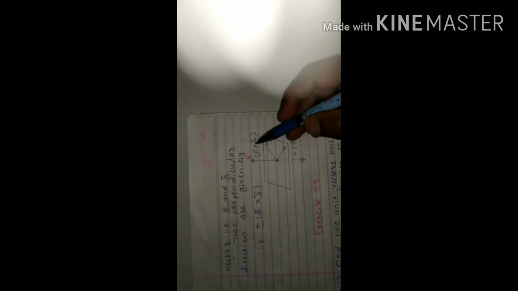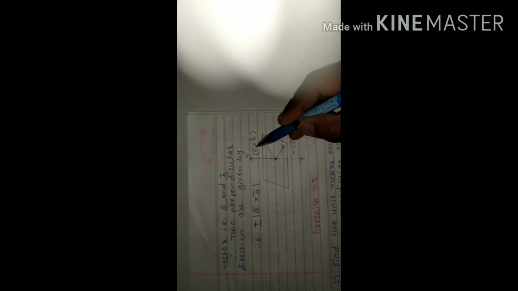When solving this example, we use the last point, that a bar and b bar are perpendicular to each other. For two vectors that are perpendicular to each other, we denote the upper side as positive, that is plus cross product, and minus cross product we denote here.